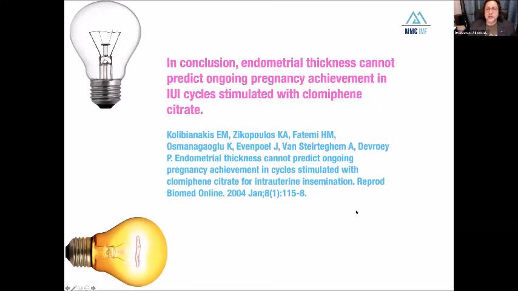Also, one should not be canceling cycles. Sometimes patients come and say, my doctor canceled my cycle because my endometrium had not reached 8 millimeters. Well, 8 millimeter is not the holy grail of getting pregnant. There are many papers which now tell us that endometrial thickness cannot predict ongoing pregnancy achievement in IUI cycles stimulated with clomiphene citrate. We have pregnancies even at 4 and 5 millimeter endometrium, as long as it differentiates into a triple layer endometrium, you will have pregnancies.